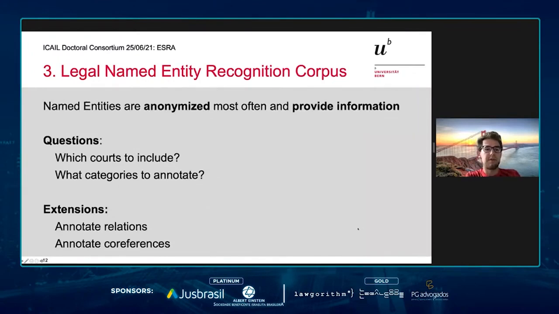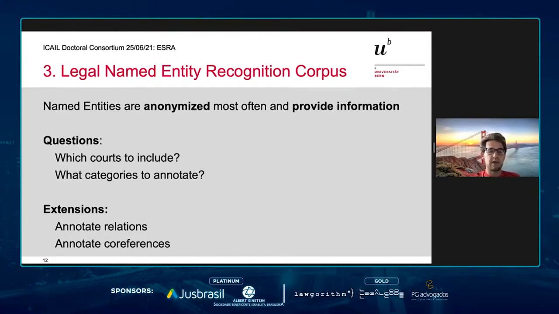Then the third step is to annotate a named entity recognition corpus. Because named entities are anonymized in court decisions, they provide the information if they are not anonymized, so we need to recognize them. And this is a basis for the knowledge graph later on.